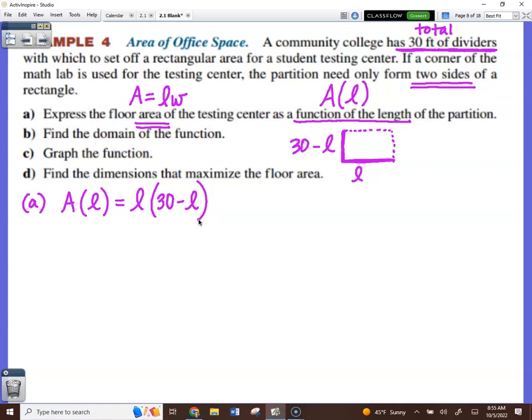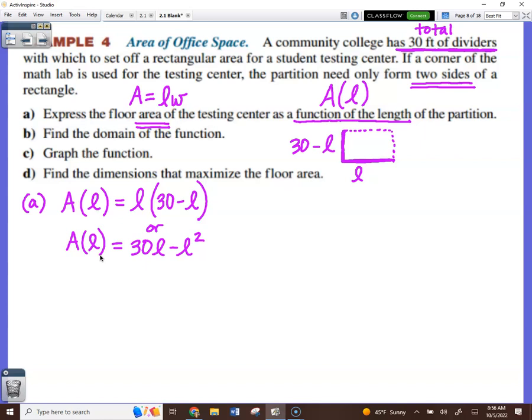I think in my math lab they want you to distribute to enter your answer. So right here is your function. I'm going to put or underneath because we're going to multiply. So that would be 30L minus L squared. That is the function for the area of this scenario based on the length of the length, the length of that one side that you set up your partition. I got it.